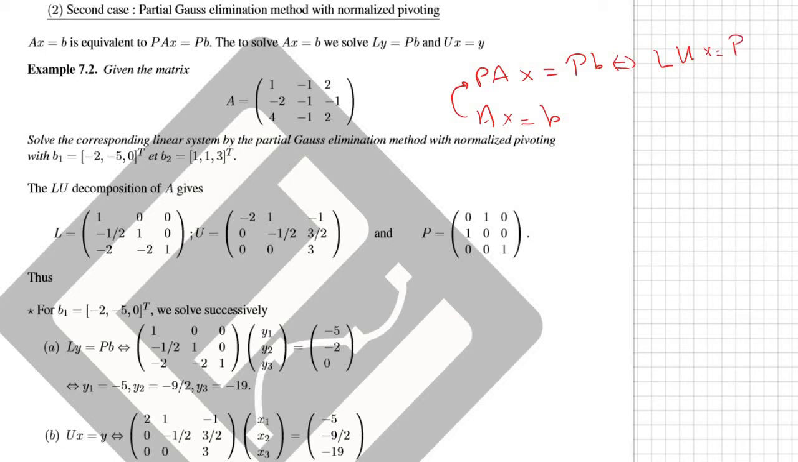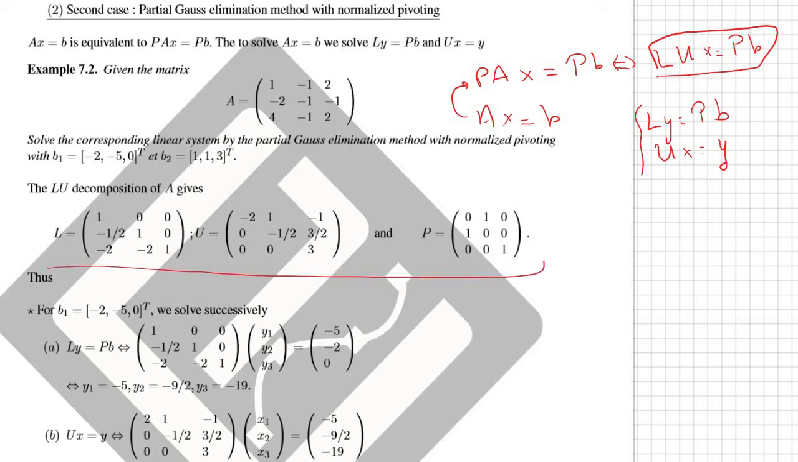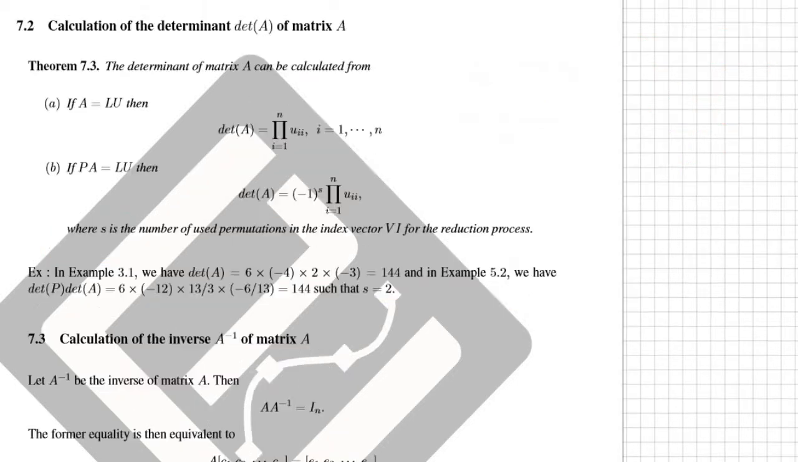LUX equal PB. So now we have to solve this system, which means that we have to solve two systems: Ly equals PB, and then Ux equals y. And we do these calculations in the same way here. Try to practice it and do your own calculation. Of course, notice how we constructed the P as I explained before.